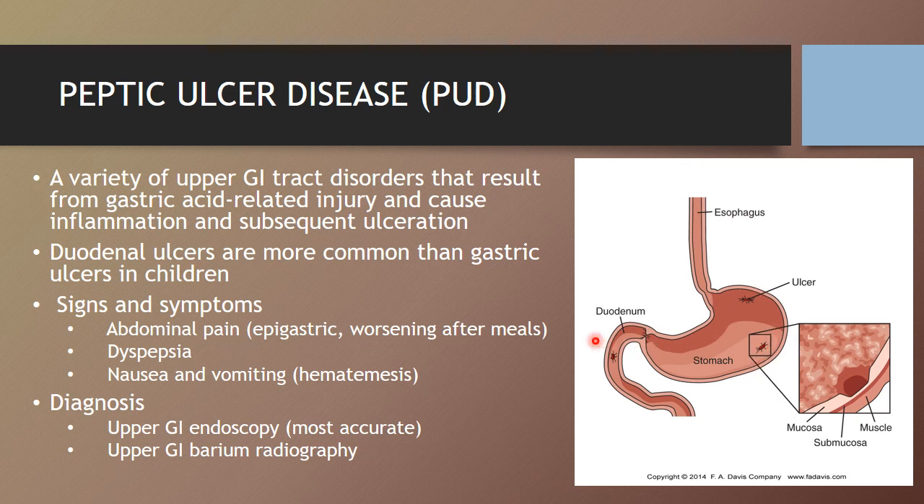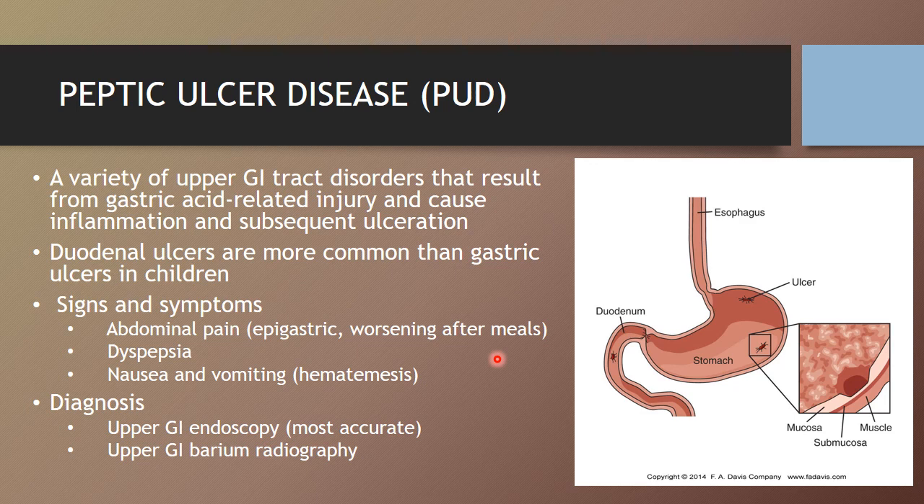Okay, so you can see over here we have some ulcers going on. Does not feel too good. And these duodenal ulcers right here are actually more common than the gastric ulcers, like you see over on this side. So duodenal is common in kids. Signs and symptoms are abdominal pain, typically epigastric pain. It's right over the gastric area that worsens after meals, much worse after meals. Dyspepsia, which is also known as heartburn.